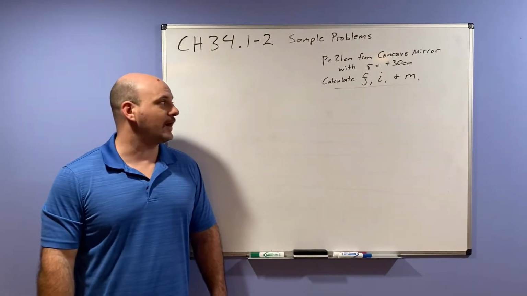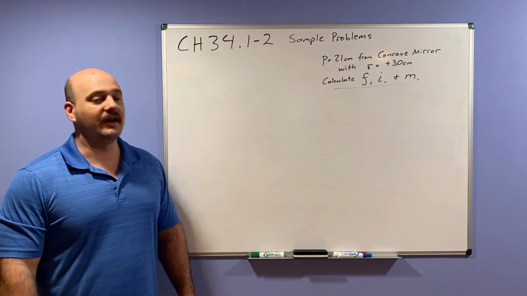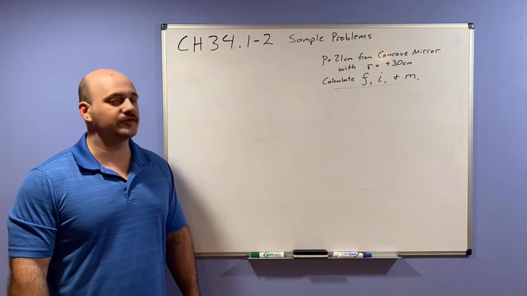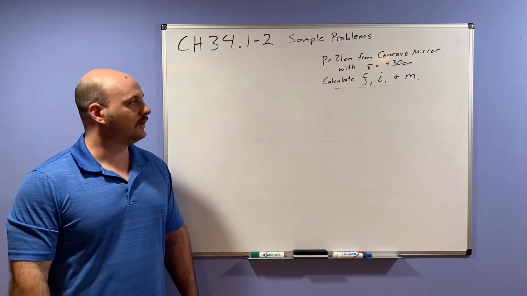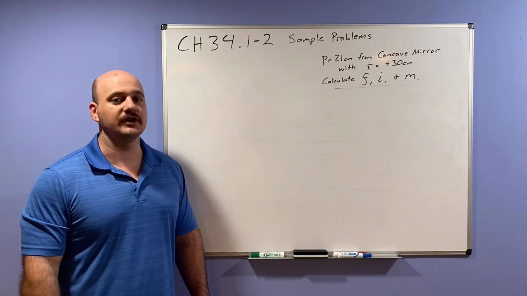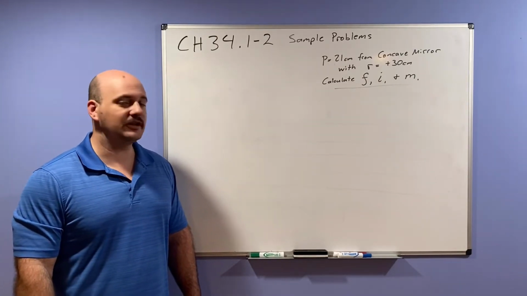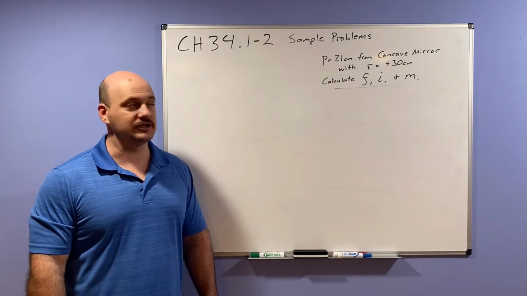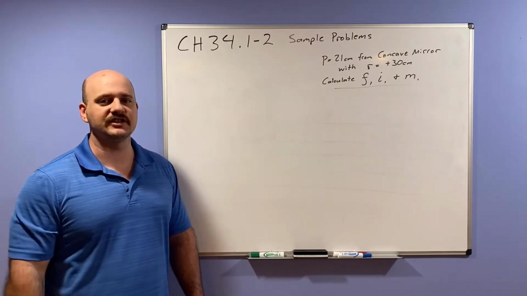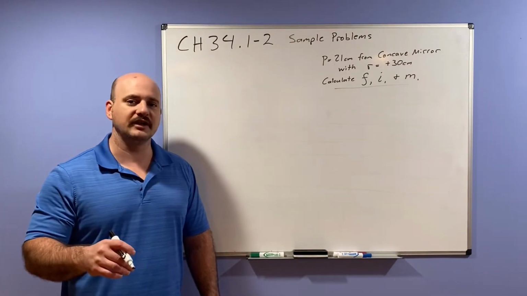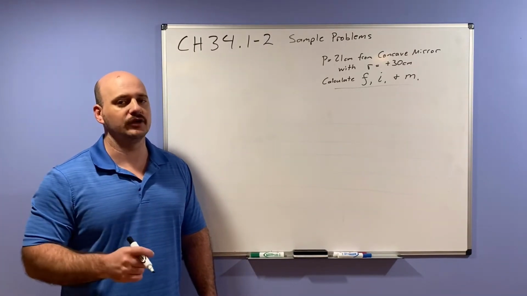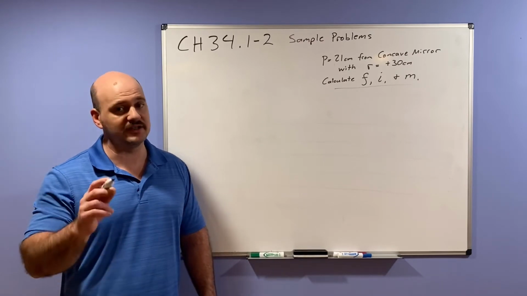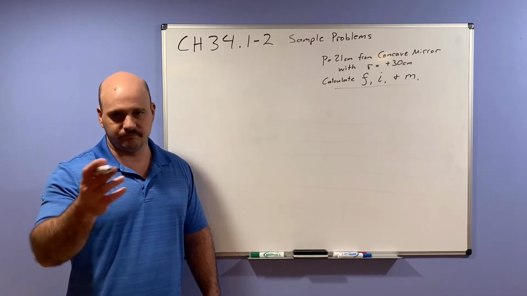Okay, so the next problem states that an object is 21 centimeters from a concave mirror with a radius of curvature of 30 centimeters. Calculate the focal length, the image distance, and the magnification. It also asks to sketch the system. I didn't go through ray tracing, but if you check your book, you can see how to do it. It is something that you should know, but check that out on your own.